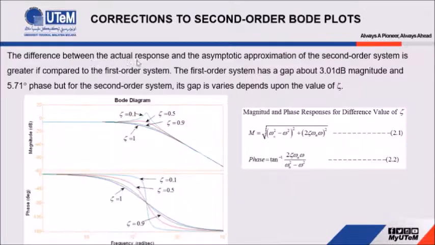The difference between the actual response and the asymptotic approximation of the second order system is greater compared to the first order system. The first order system has a gap of about 3.01 dB in magnitude and 5.71 degrees in phase, but for the second order system the gap varies depending on the value of zeta.